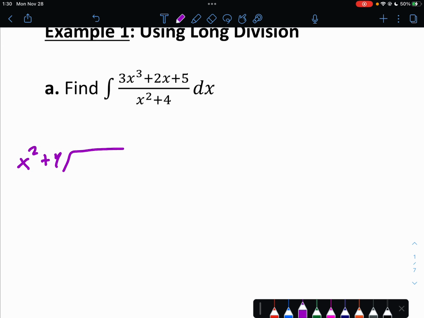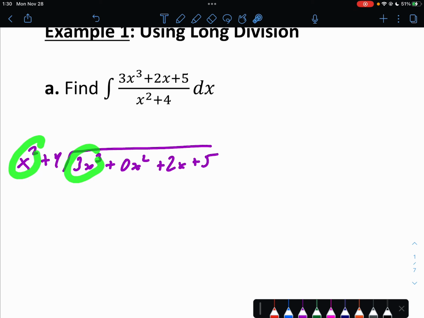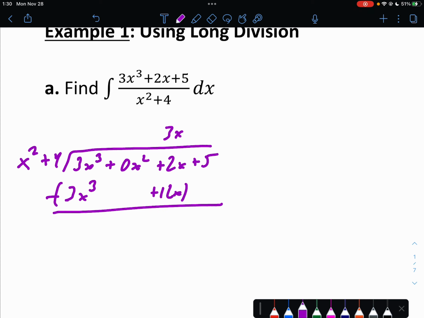If I'm going to divide, I like to always use a filler here for anything missing. So 0x squared is going to go in there. And then we divide first term by first term. And what's left over here would be 3x. And then I multiply. Subtract down. We should get negative 10x plus 5. And we can no longer divide again. So my answer for division would be 3x plus 5 minus 10x over x squared plus 4.